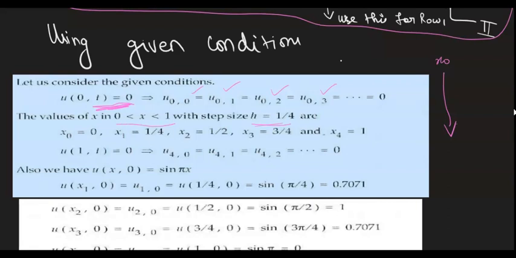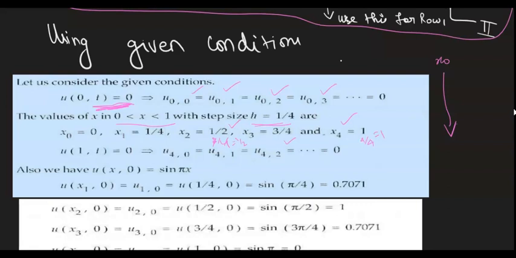0, 0 plus 1 by 4, 1 by 4. 1 by 4 plus 1 by 4 is 2 by 4. So if I cancel, automatically I will get 1 by 2. Next term is 3 by 4. Correct? And 4 by 4, which is nothing but 1. So these are your x values.